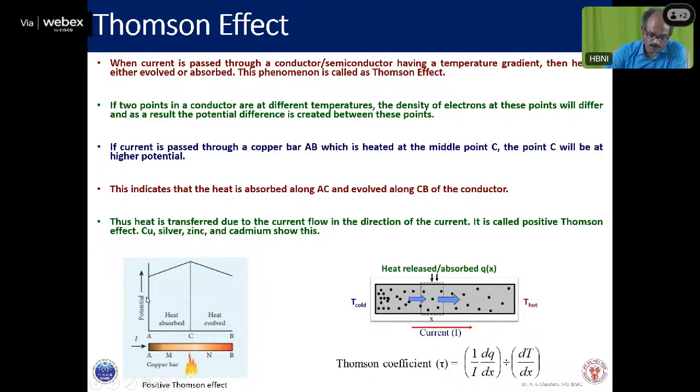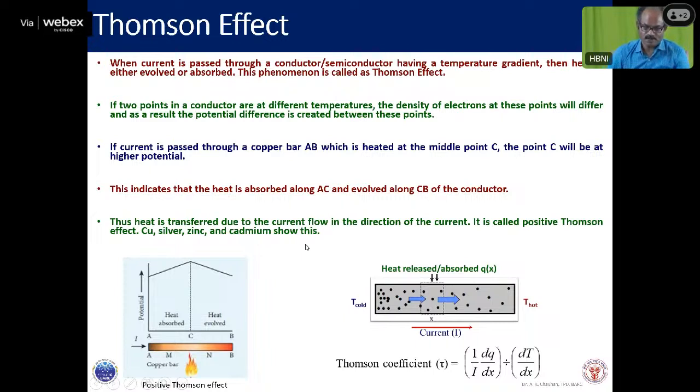When an electron is moving from this side to this side, heat will be absorbed from A to C, and heat will be evolved from C to B, because this is at the higher temperature. The potential is also high here, and the current is actually opposite to the movement of electrons. So this indicates that heat is absorbed along AC and evolved along CB of the conductor. Thus, heat is transferred due to current flow in the direction of the current.